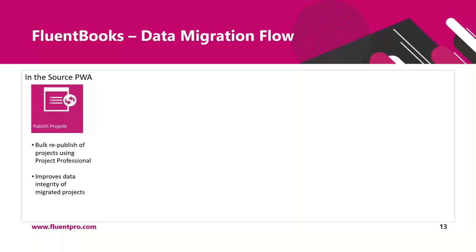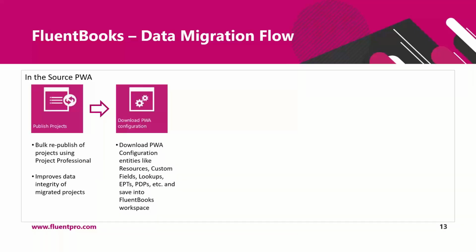So after all projects are published, the next step is to download PWA configuration. This configuration includes things like resources, custom fields, lookups, EPTs. All this data will be saved into a FluentBooks workspace and will be stored locally on the machine where FluentBooks is installed.